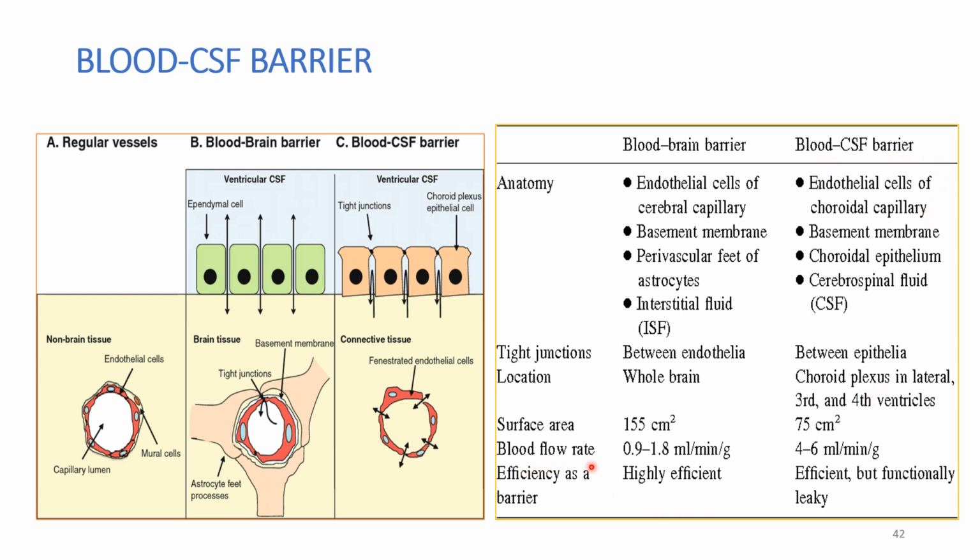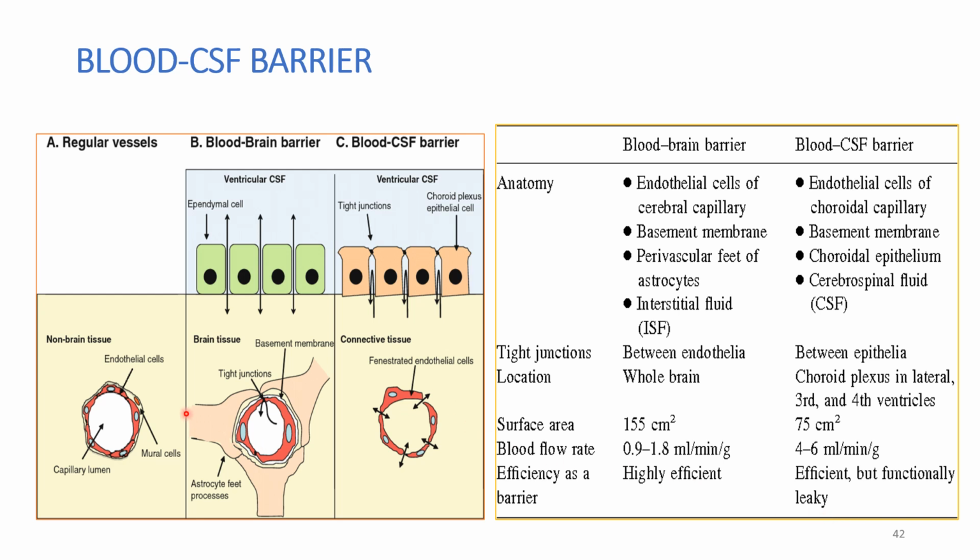Here the blood flow rate is up to 1.8 ml per minute per gram. Here the blood flow is very much higher, that is 4 to 6 ml per minute per gram. Efficiency as a barrier: the blood-brain barrier is highly efficient. The blood CSF barrier is also efficient, but functionally it is somewhat leaky.